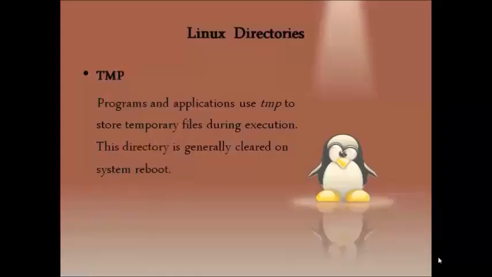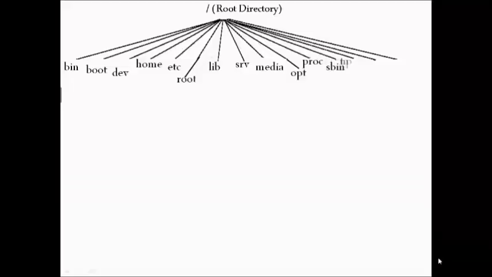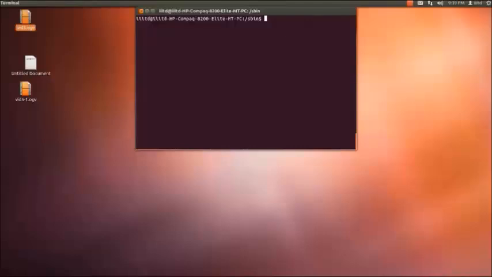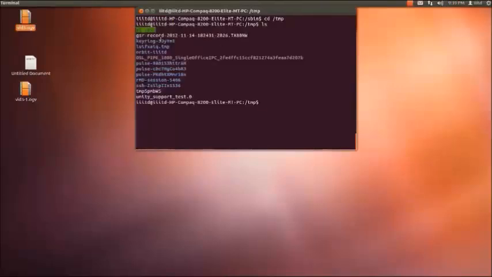Next we have the temp or the tmp directory. Programs and applications use /tmp to store temporary files during execution. This directory is generally cleared on system reboot. We now go to the temp directory that contains the temporary files and list its contents. These are the contents of the temp directory.